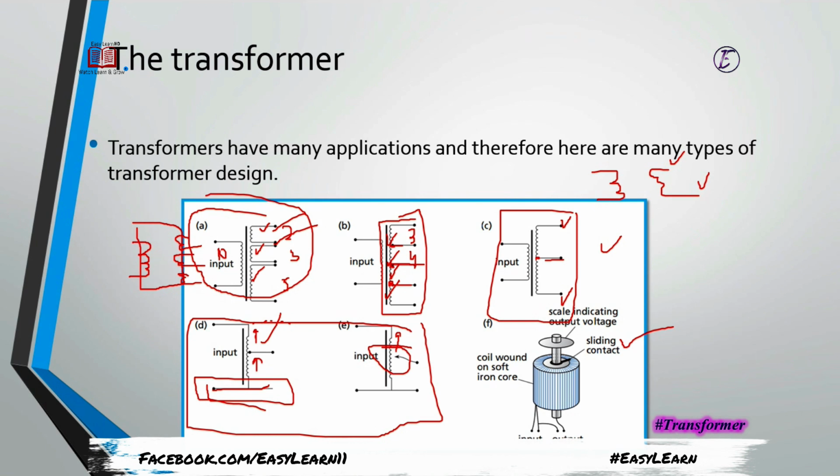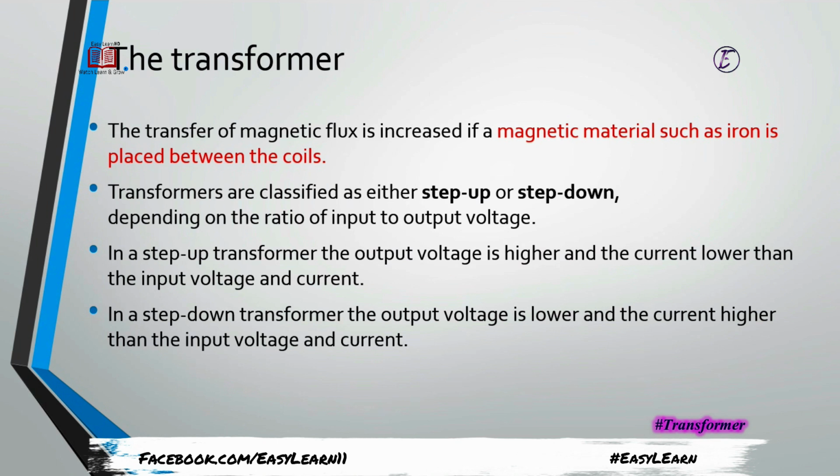This is again a sliding transformer, but it is shown in a 3D diagram, and this is the inside diagram. The transformer definitely uses a soft iron core placed between the coils. Transformers are classified as step up and step down transformers. Basically, we are interested in the voltage, from the input to the output voltage, so we always consider voltage, not current.